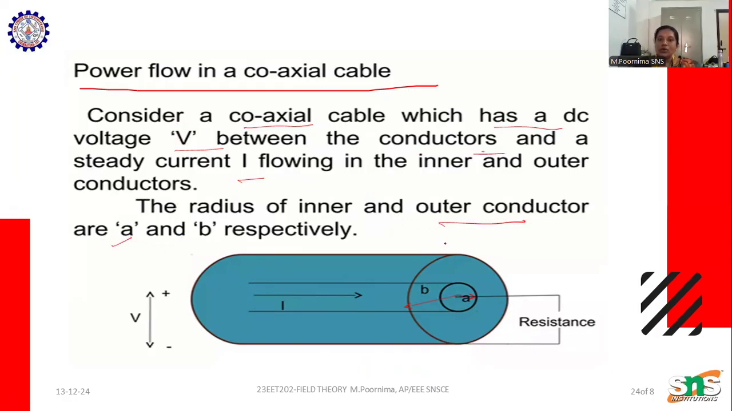Here we can see the coaxial cable. Over here we have a voltage V as a DC supply between the center and ground, positive and negative. The radius of the inner conductor is A, the radius of the outer conductor is B. This is how the power flows, and how the load resistance is calculated.